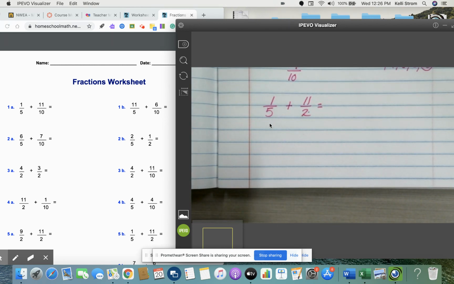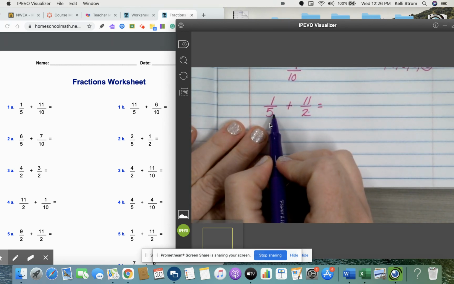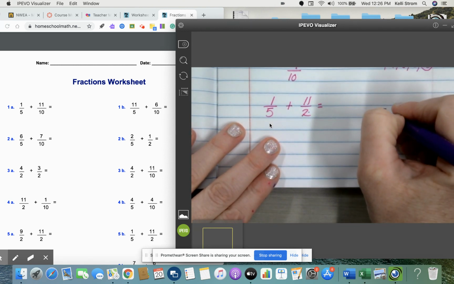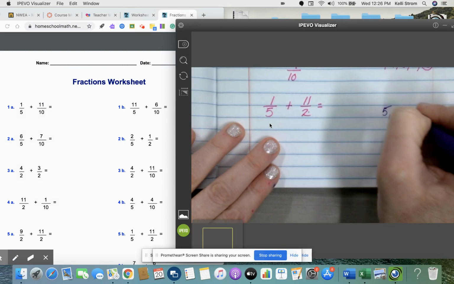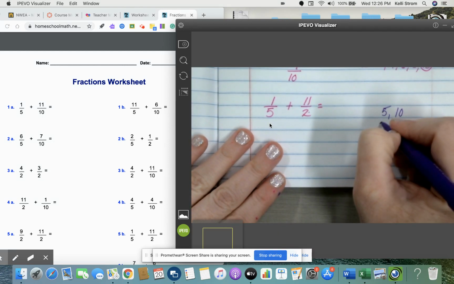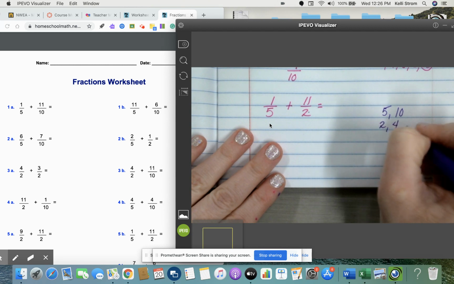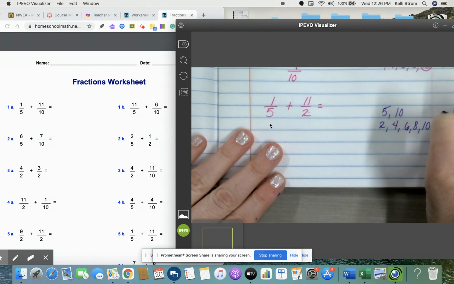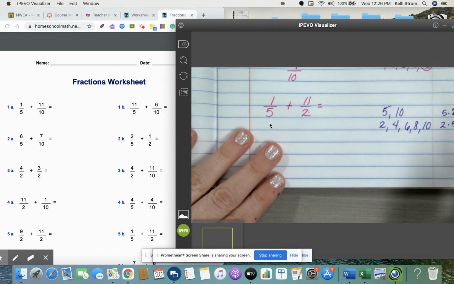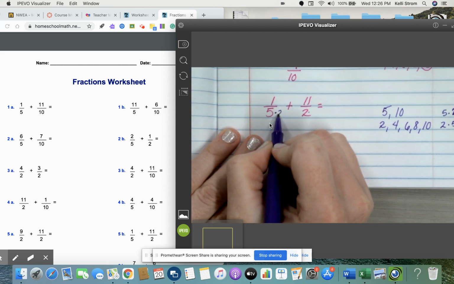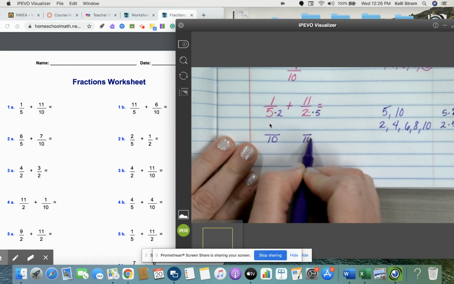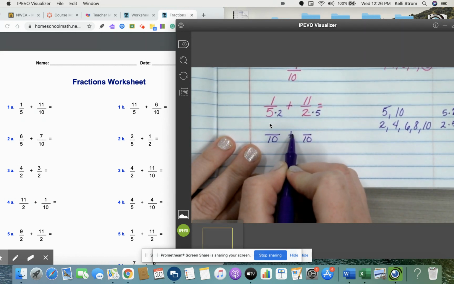Okay, well, the denominators are different, so I've got to make them the same. 5, 10, that's 2 times. Let me see if 2 goes into 10. 2, 4, 6, 8, 10. Yeah. 5 times 2, 2 times 5, right? So 5 times 2 and 2 times 5 gets me 10, right? So now I have the same denominator.